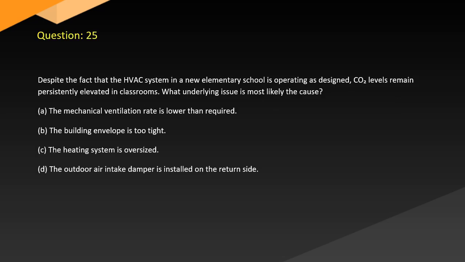Question 25. Despite the fact that the HVAC system in a new elementary school is operating as designed, CO2 levels remain persistently elevated in classrooms. What underlying issue is most likely the cause? A. The mechanical ventilation rate is lower than required. B. The building envelope is too tight. C. The heating system is oversized. D. The outdoor air intake damper is installed on the return side.